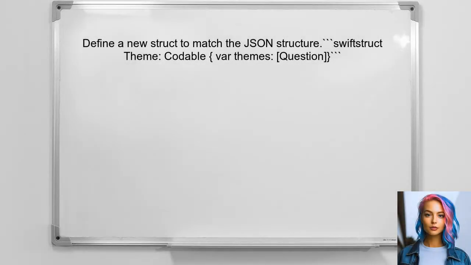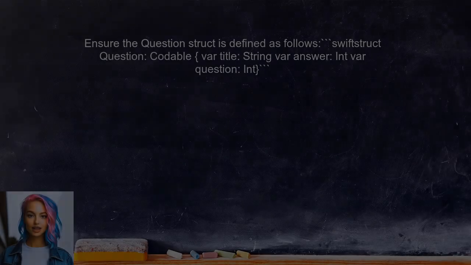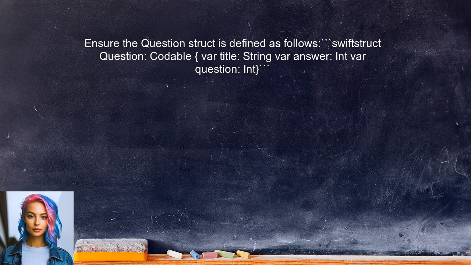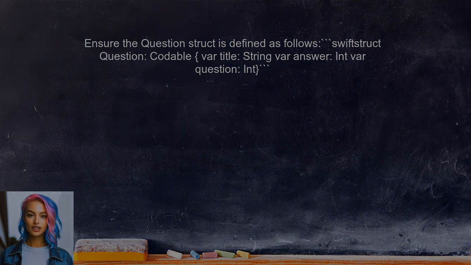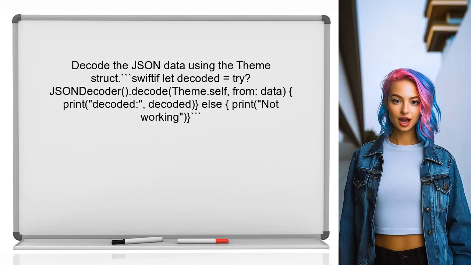To decode the JSON correctly, the user needs to ensure that the structure of the JSON matches the Codable structs. First, let's define a new struct called Theme that contains an array of questions. Next, the user should ensure that the Question struct is also defined correctly. It should already be set up as Codable, which it is in the user's code. Now the user can decode the JSON data using the Theme struct.